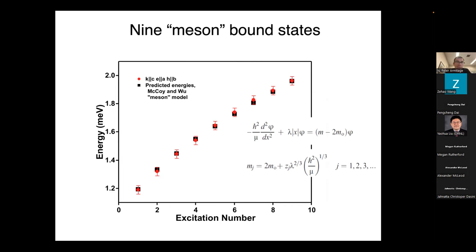At any rate, what we can do now, energy versus this index, the data is there in red, and the black dots on top are the model of McCoy and Wu, who wrote this down in 1978. We can fit the whole discrete spectrum on the basis of two free parameters as such.